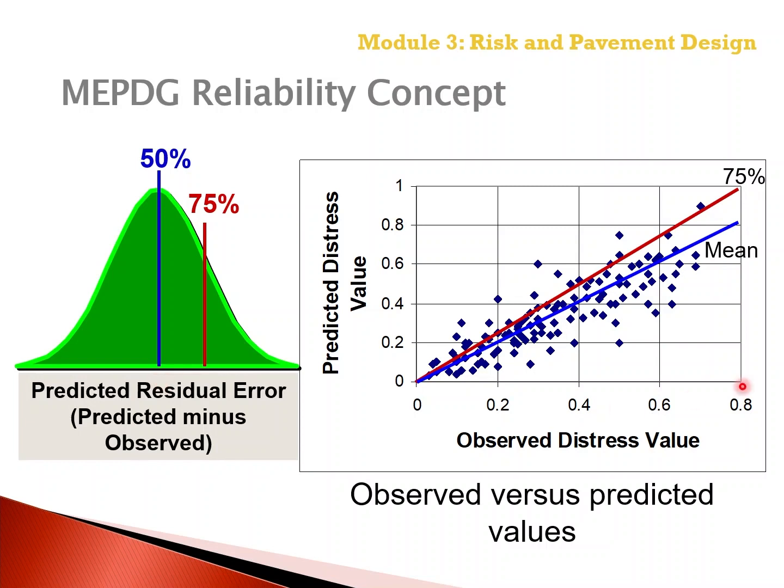The red line shows the 75% reliability as in the previous graph. So in that case, 25% of the predicted values are greater than the observed value, and 75% of the predicted values are less than the observed value. The black line represents the 95% reliability, and all that means is that only 5% of the predicted values will be greater than the observed value, and 95% of those predicted values will be less than the observed value itself. So that basically is a graphical illustration of the reliability concept in Pavement ME.